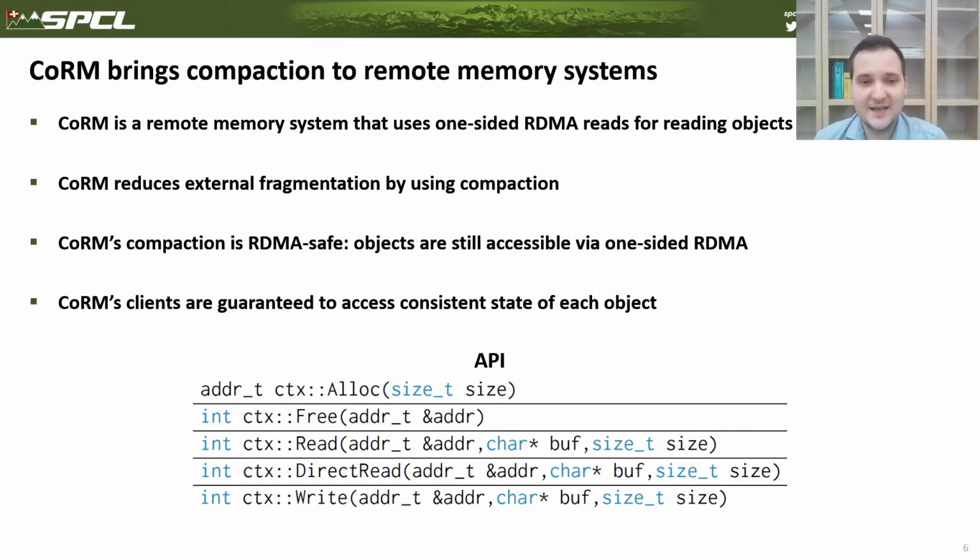On the bottom of the slide, you could see the API offered by CoRM. So clients can allocate remote memory and then work with it using free, read and write calls. In our API, we distinguish between RPC-based reads, which is just a read request, and the direct read, which is implemented using a one-sided RDMA read operation.